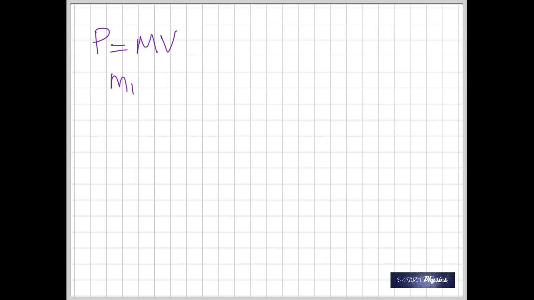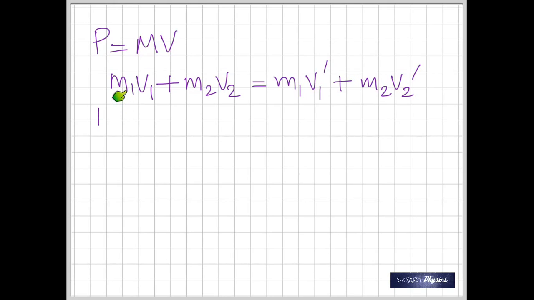Momentum is the product of mass and velocity, right? And then you have conservation of momentum, where the total momentum before collision is equal to the total momentum after collision. That is the principle of conservation of momentum. So you have two objects. Their masses are m1 and m2. Their initial velocities are v1 and v2. And their final velocities are v1 prime and v2 prime.